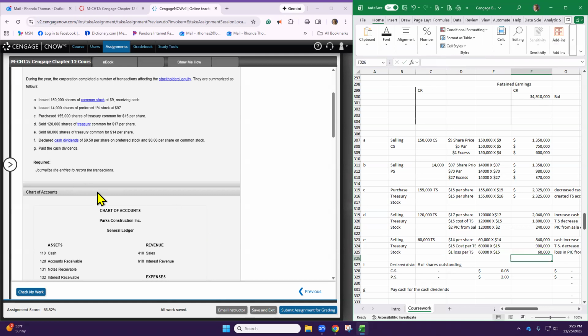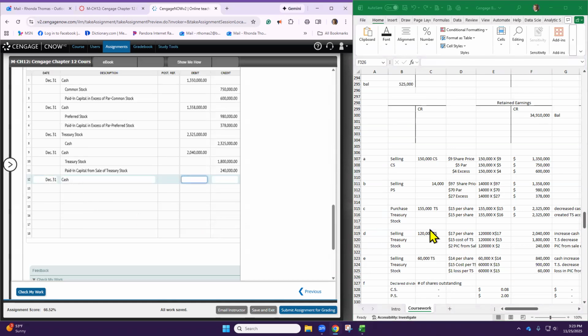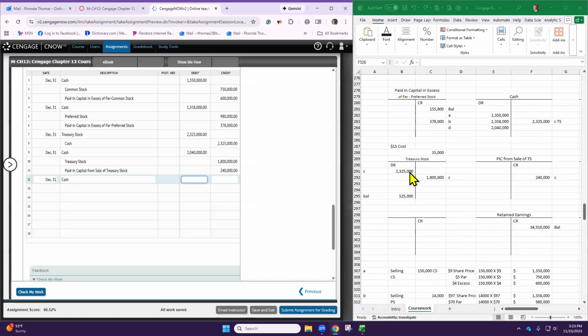There it is. Okay, so here comes this entry. Cash again, because we're selling. Oh, let me go up here. So we had the, what?